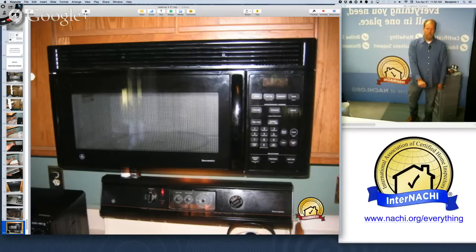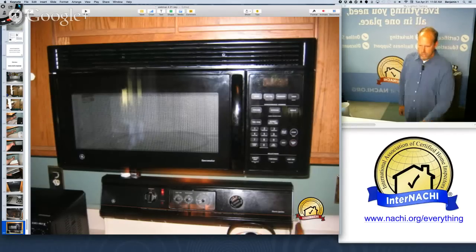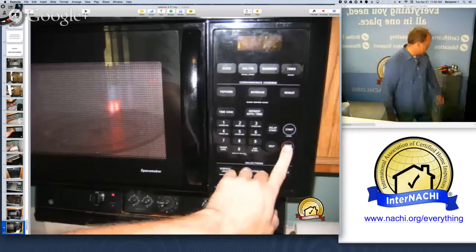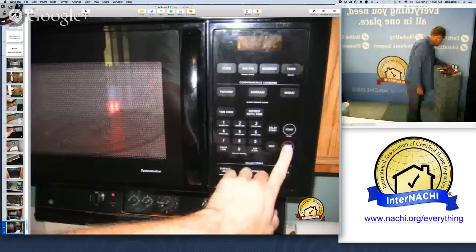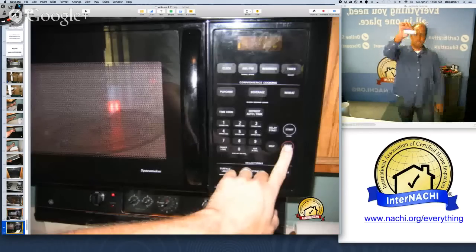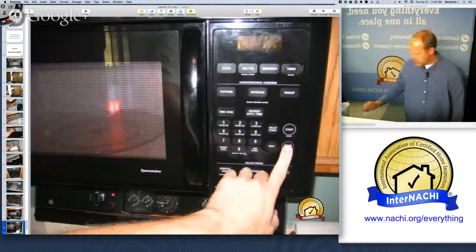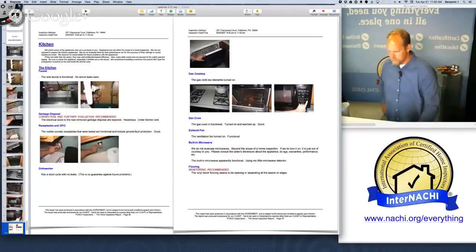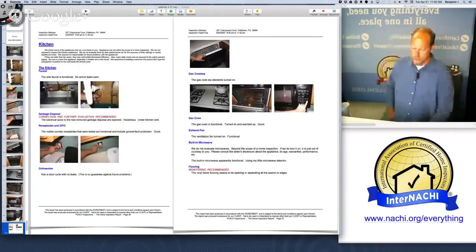So, and then we turn on a microwave with our little microwave detector that lights up when it hits some microwaves, and you can get that inspector outlet as well. And there's the kitchen report.